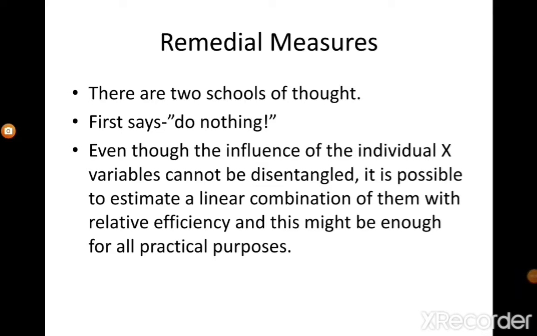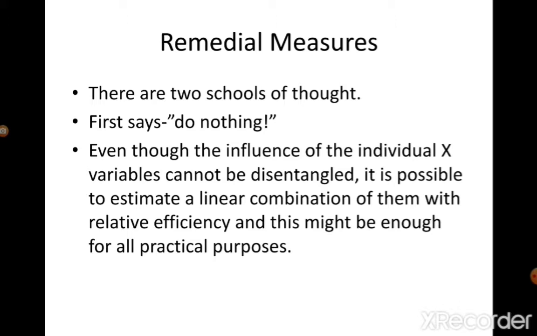Now let's have a look at what we should do if we do have multicollinearity in the sample that we have with us. So we are going to look into the possible remedial measures. The thing that you should know is there are two very different schools of thought when it comes to remedial measures. The first school of thought says do nothing.